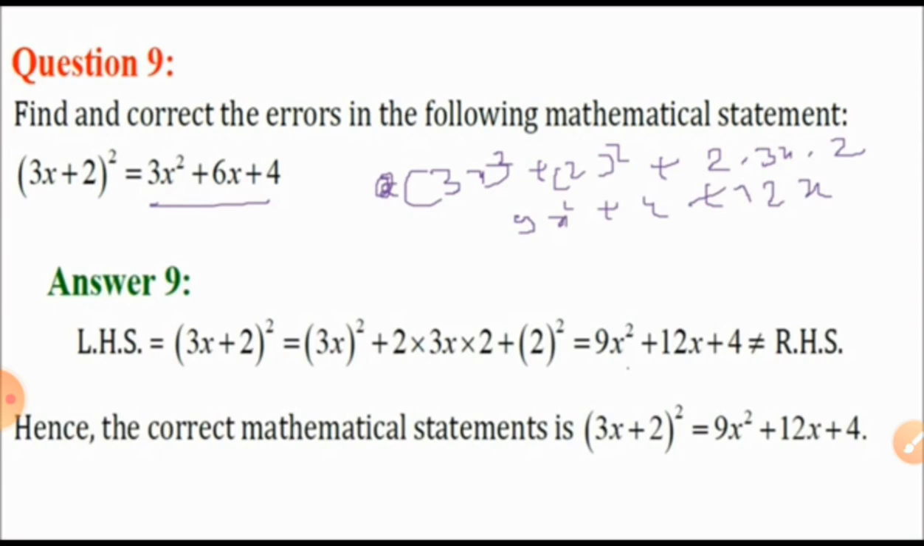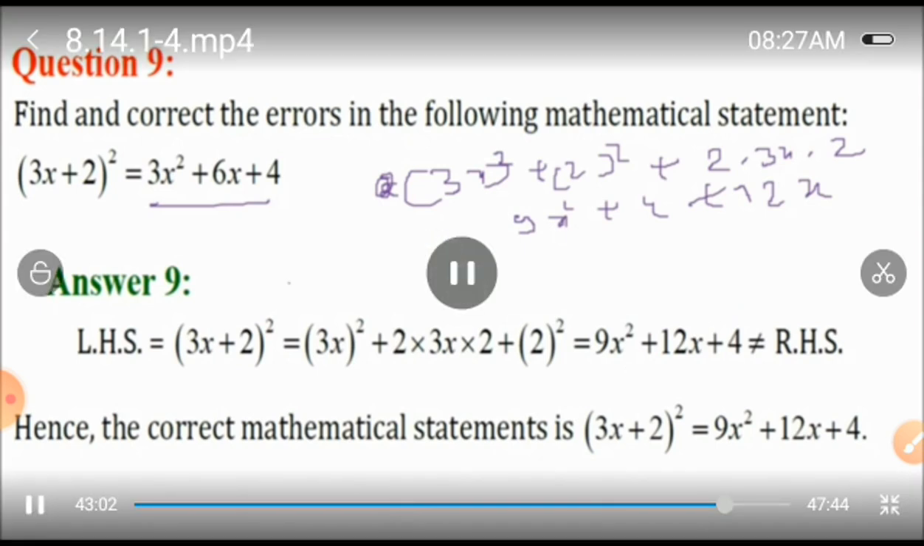Left hand side is given: (3x plus 2) squared. Using the identity, multiply both a and b: a squared plus 2ab plus b squared, that gives 9x squared plus 12x plus 4, which is the right answer. No, the earlier one is not right. So what is the right answer? 9x squared plus 12x plus 4 is the right answer. Is it correct? Now look here.